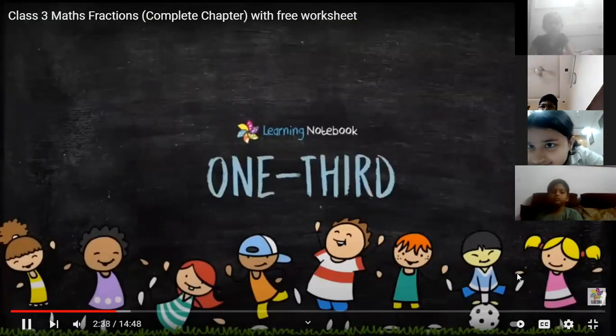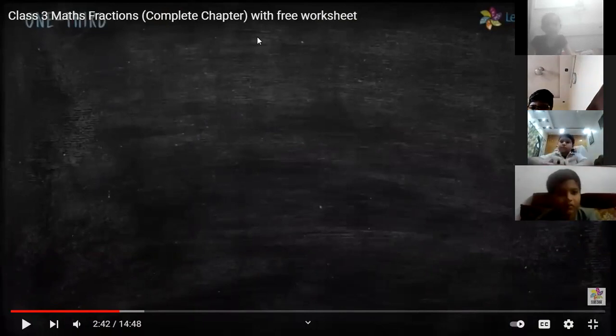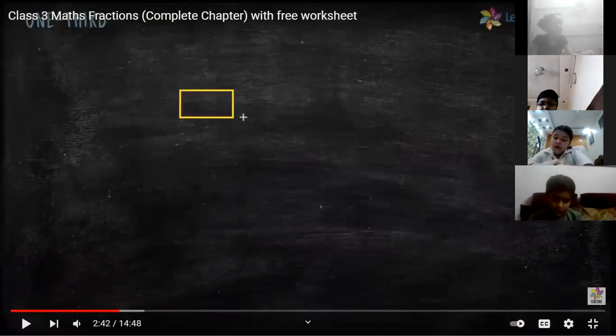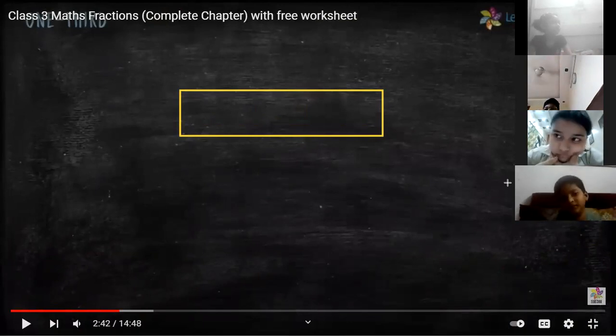Now let's see what is 1/3. So the same example we can follow with 1/3 also. Ma'am is just going to take one more example, and suppose this time we are having the same whole. But this time we are going to divide it into 3 equal parts, not 2. Okay, 3 equal parts.